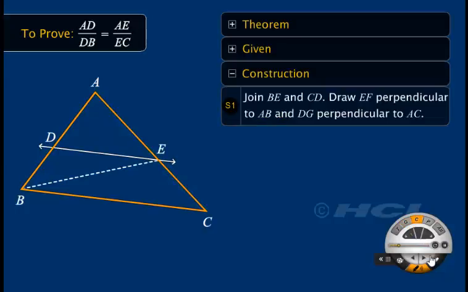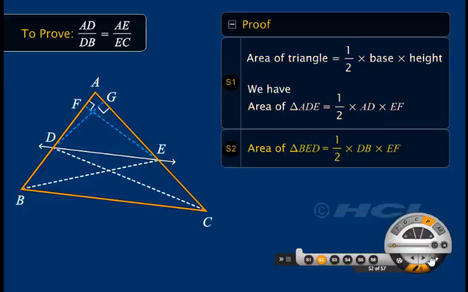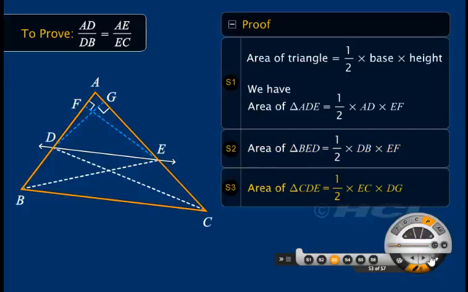Next, join BE and CD. Then, construct EF perpendicular to AB and DG perpendicular to AC. The area of triangle ADE is half the product of its base AD and its height EF. Similarly, the area of triangle BED is half the product of its base BD and its height EF. The area of triangle CDE is half the product of EC and DG.